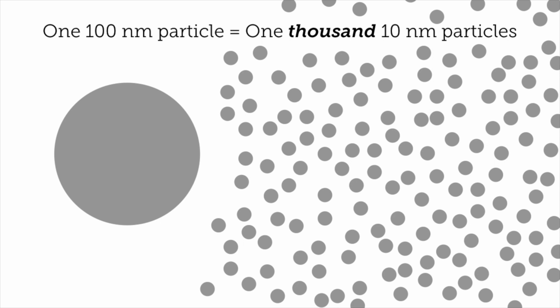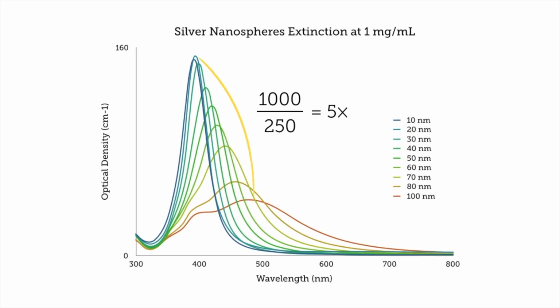Doing the math on volumes, we would expect the 10 nanometer solution to have 1,000 times more particles than the 100 nanometer solution. But why isn't the optical density 1,000 times higher? It's because optical density also depends on particle size. A 100 nanometer particle is about 250 times more optically dense than a 10 nanometer particle. That's why there's only about a 5 times difference in optical density between the 10 nanometer and 100 nanometer particles.